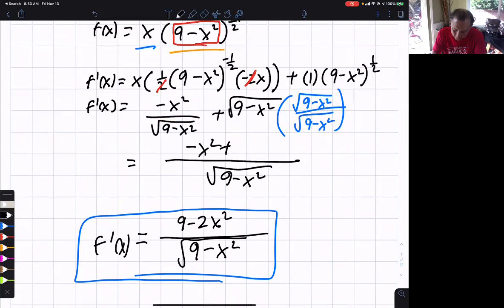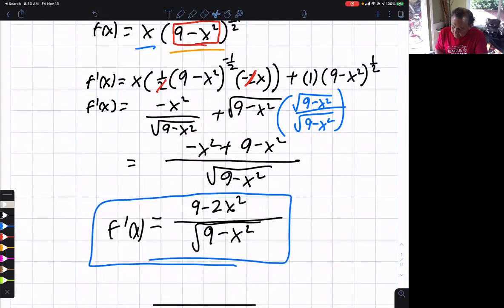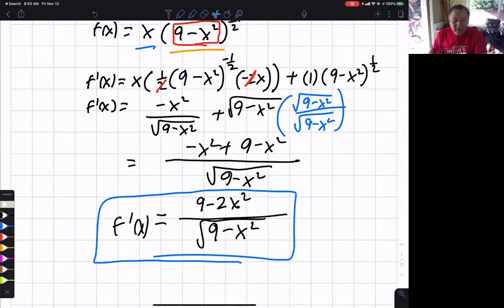Ooh, that's not what was supposed to happen. I have this on top. A square root times a square root, the square roots cancel, and I get 9 minus x squared. Then 9 minus x squared minus x squared is minus 2x squared, same answer. So that's the second way you can do this problem. All right, let us continue.